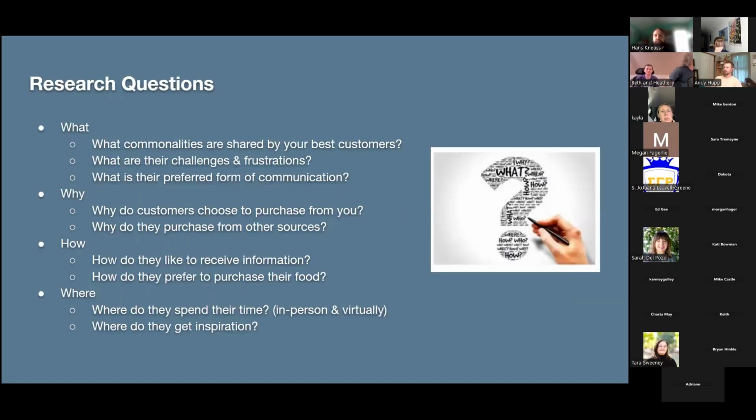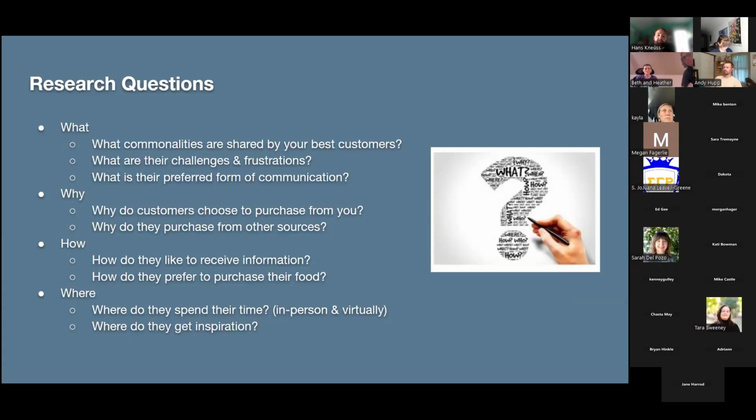So here are some of your research questions. You're really looking for commonalities between a lot of your best customers. Ask them about their challenges and frustrations, not only with food, but with the larger world. Preferred form of communication, super important as well. How do they like to get their information? Why are they coming to you? That can be hard for them to really think about, but at the end of the day, they will have the reasoning. And why do they purchase from other sources? Even clothing, cars, whatever. What draws them to all their purchasing decisions?